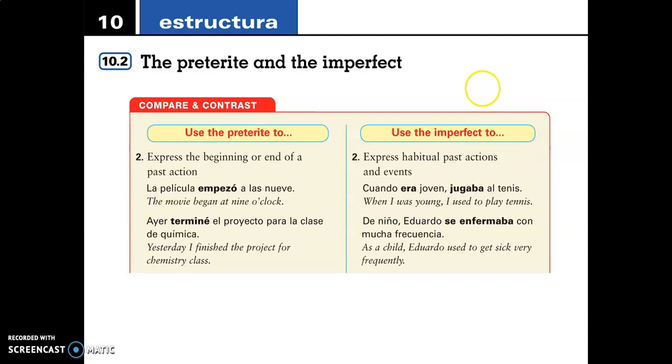Other uses, when we know the beginning or end of an action, like la película empezó a las 9, right? The movie began at 9, okay? Ayer terminé el proyecto para la clase de química, right? Yesterday, ayer, kind of gives me that indication that I'm going to be using el pretérito, right? Because it happened yesterday.